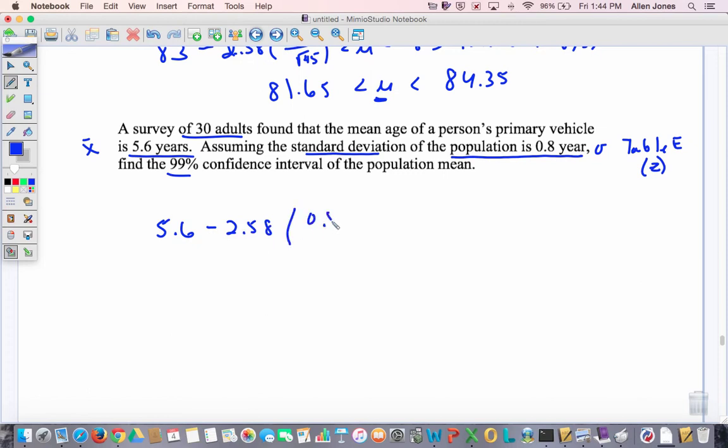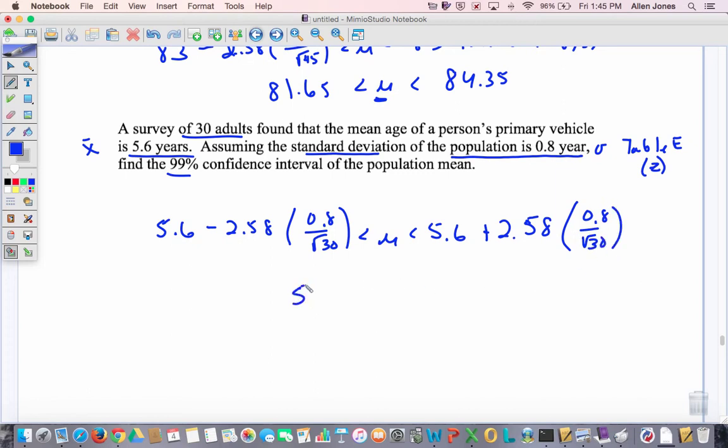5.6 minus our z-score for 99% is 2.58. Our standard deviation is 0.8, and our sample size is 30. And we'll construct the same part of that interval on the other side, but we'll add that. Z-score once again for 99% is 2.58, 0.8 over the square root of 30.